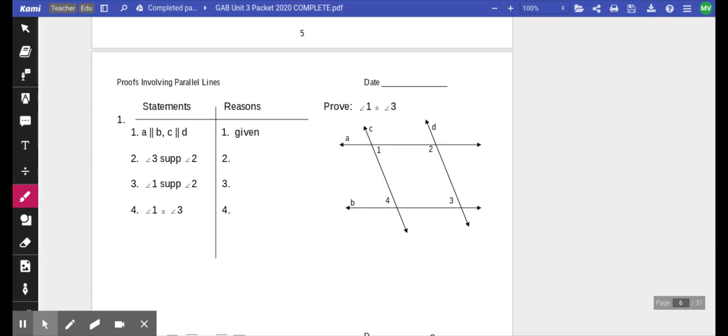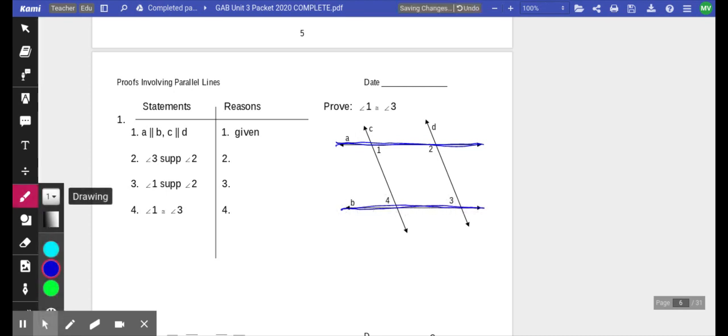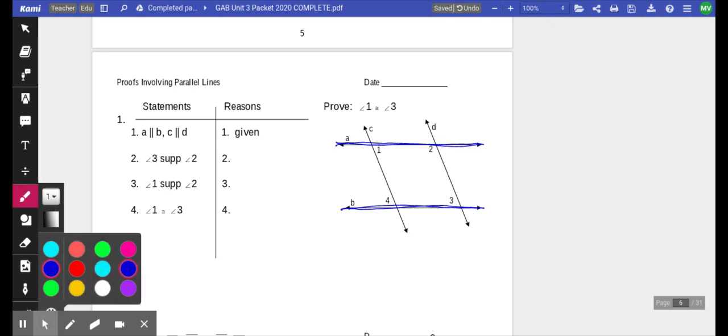We know that line A is parallel to line B. So again, I like to highlight the lines that I have parallel in the same color. So I'm going to make A and B blue. And then I also know C is parallel to D, so I'm going to make those pink. So now what I want to prove is that angle 1 is congruent to angle 3.